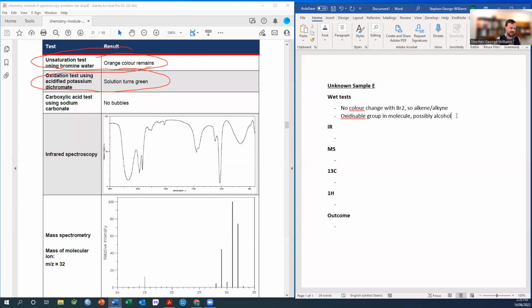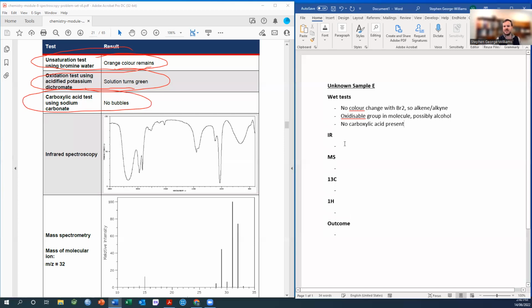Last but not least, we're told that we have our carboxylic acid test. There are no bubbles as a result of that test. And so we would say there is no carboxylic acid present. That one's nice and easy. It either shows it's there or it shows it's not.